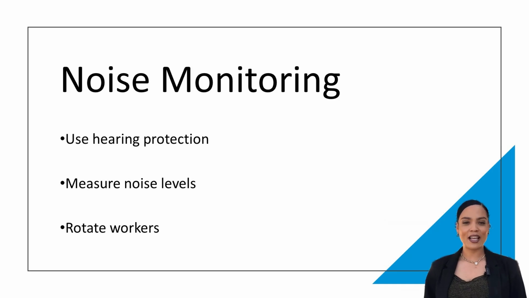Production areas may expose workers to loud machinery. Supervisors ensure A. Hearing protection is worn, B. Noise levels are measured, C. Workers rotate to reduce exposure. Let us move on to the next slide.